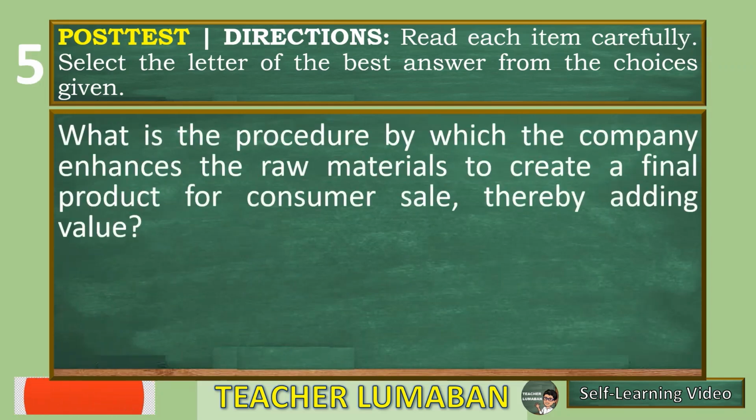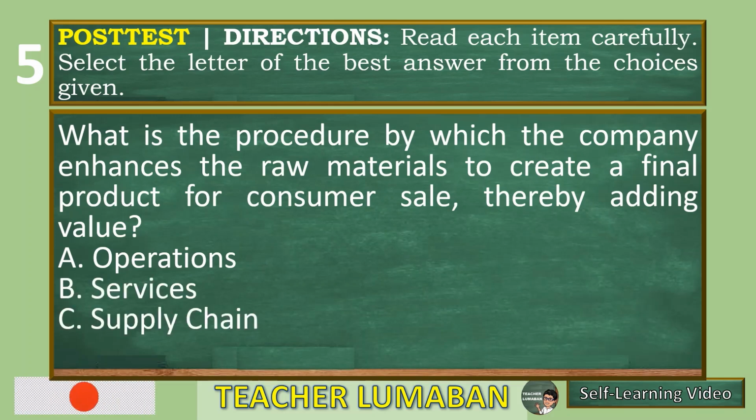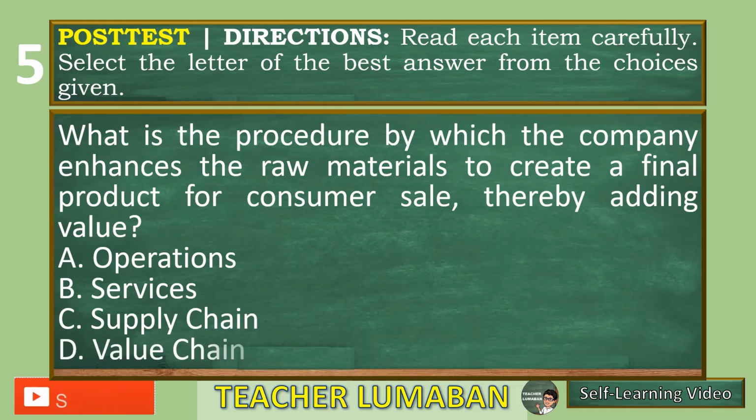What is the procedure by which the company enhances the raw materials to create a final product for consumer sale, thereby adding value? A. Operations. B. Services. C. Supply chain. D. Value chain.